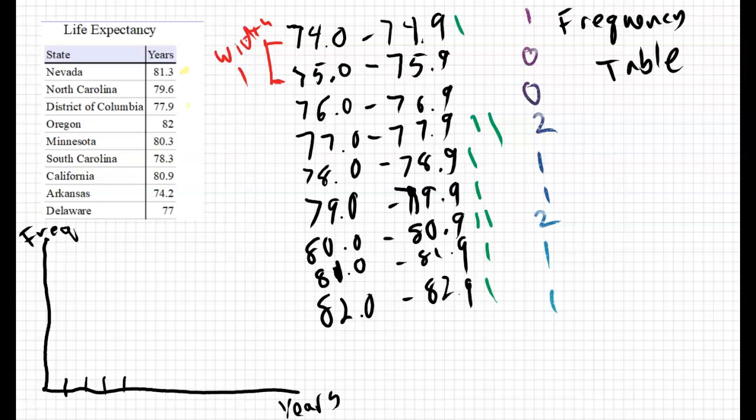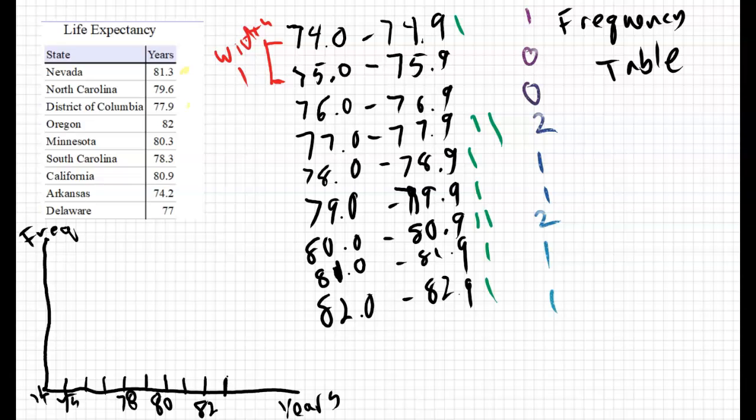So in between. So this is 74 to 74.9. So you could say this is 74. And right here, this is 75. It's a little hard for me to write that. That'll be 76, 77. I'll label the 78. 79. 80, I'll just label every other one. 81, 82. So that's the beginning of that, and this would be 83 over here.